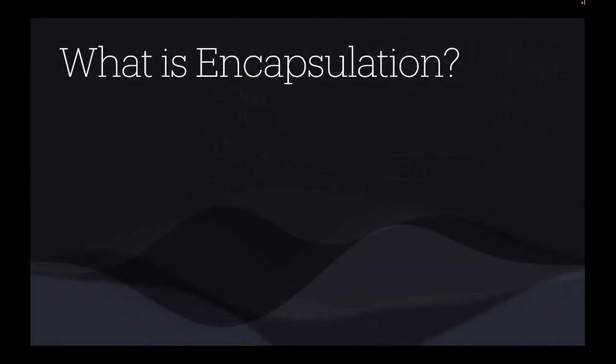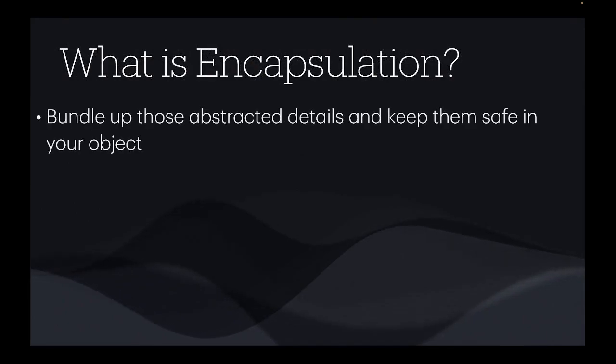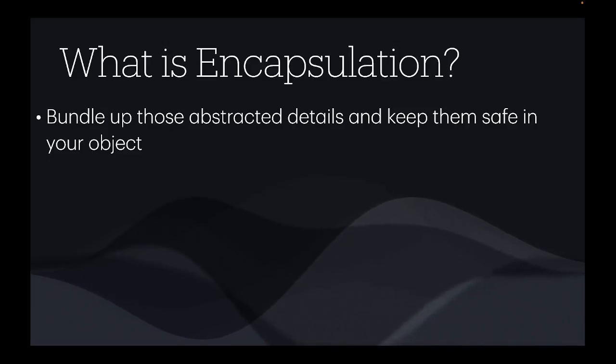Very closely related to the idea of abstraction is encapsulation. Encapsulation is about taking all of those ugly details, those really complicated things that we abstracted away into a general idea, and putting them all in a safe spot where nobody can come along and mess with them. Nobody can inadvertently break our code.